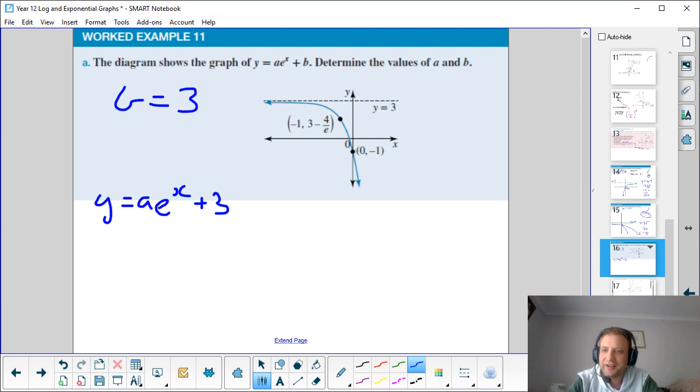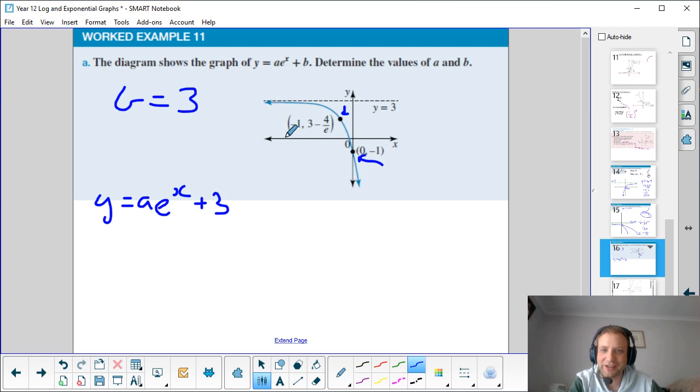Next goal then is to find the value of A. We've been given a couple of other coordinates to refer to. We've got a coordinate here and we've got a coordinate there. These coordinates will both work in terms of substituting them in for y and x to find the value of A. This one's really easy because we'll put a 0 there and e to the power of 0 will equal 1, and you can just move stuff across.